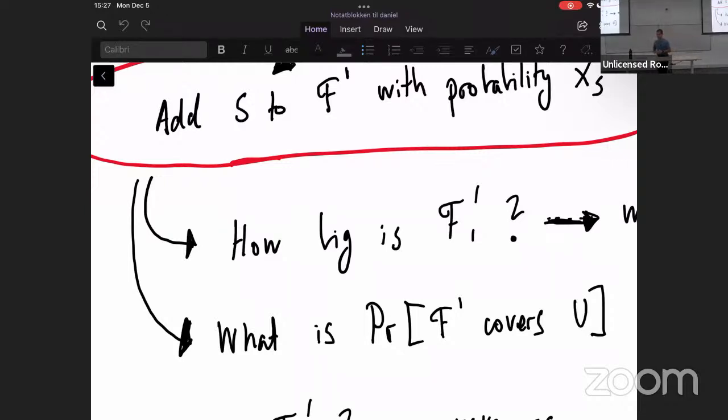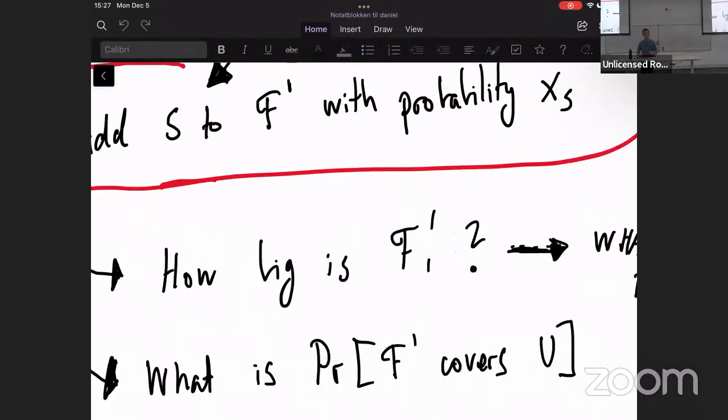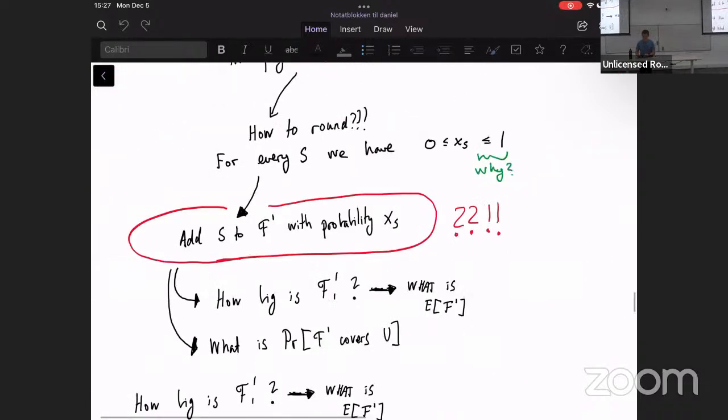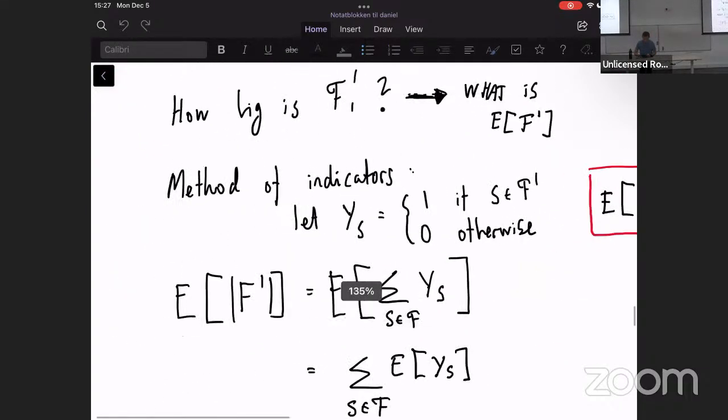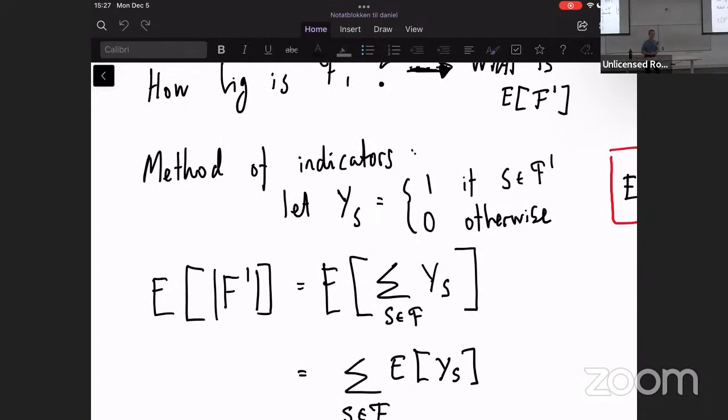For the question of how big it is, we already have a tool to analyze it, namely expectation and Markov inequality. So let's compute the expectation of this set F prime. What are we going to do? The thing we already did, the method of indicator variables. Let's make an indicator variable that is 1 if the set gets put into your family, and 0 if the set is not in your family. Notice that the size of your family is just the sum of the indicator variables.